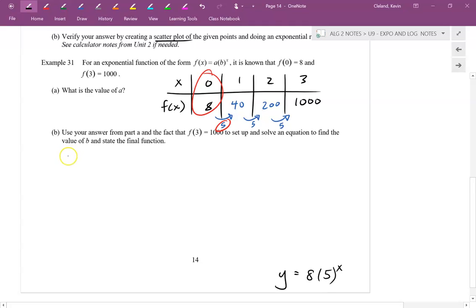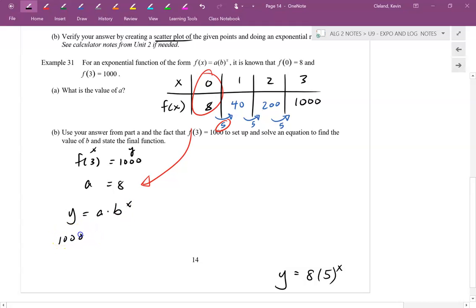Here's how you can get that algebraically. What do we know? Here's a piece of information we know, that f of 3 is 1,000. Well, don't forget that those are x and y values. And we know that a is 8 from up above. So we have 3 out of 4 of our variables so far. We can just plug them into the general form.